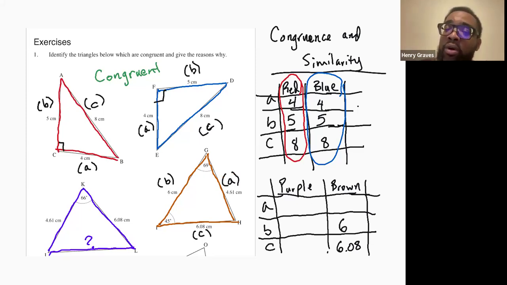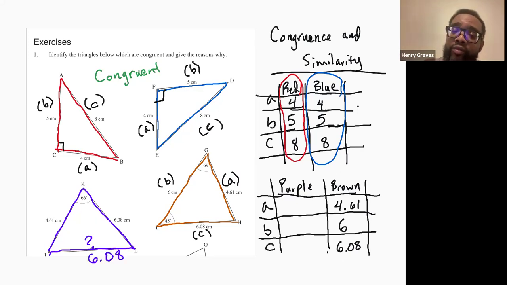Then for purple, I believe that my smallest side is going to be, it looks like these are all the same, isn't it? Yeah, they're all the same. So between size 6 and 6.8, I know the purple side is going to be the same thing. 6.08. Oh, sorry, not 6.08. Just 6 centimeters.